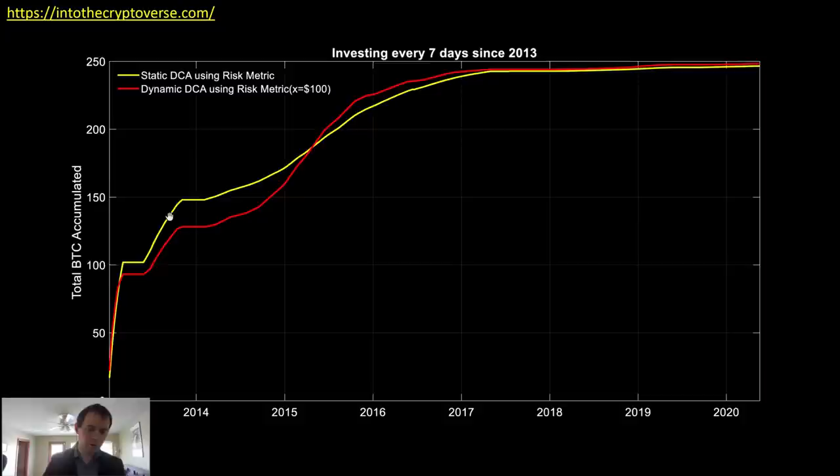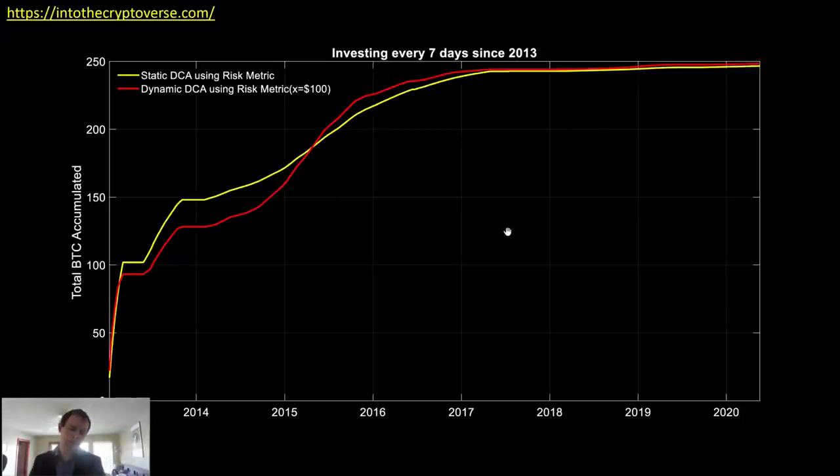But even if they hadn't sold and they just held and continued using this approach, eventually the dynamic DCA approach would have allowed you to accumulate more Bitcoin. So it's going through those market cycles and those really low risk regimes that allows you to get that extra Bitcoin. Now they're fairly close together, just because it's hard to accumulate a lot of Bitcoin at $100 a week because of the price of Bitcoin.